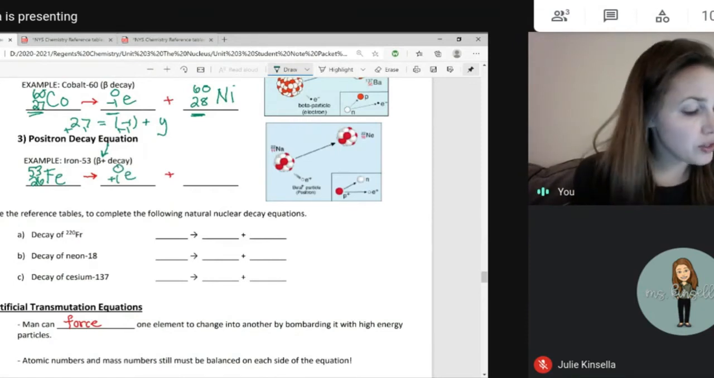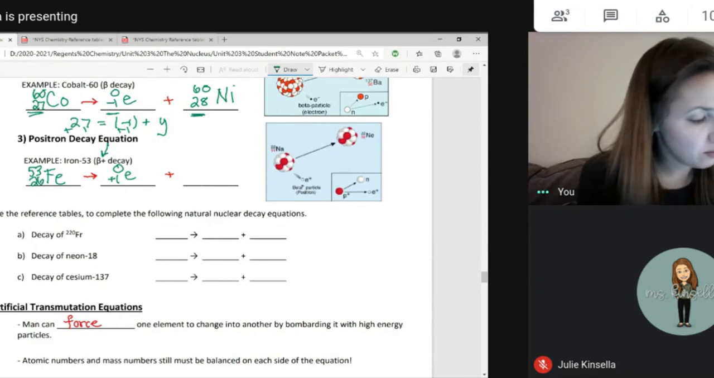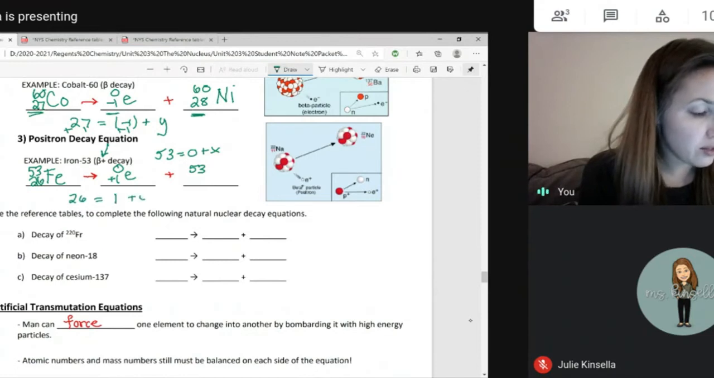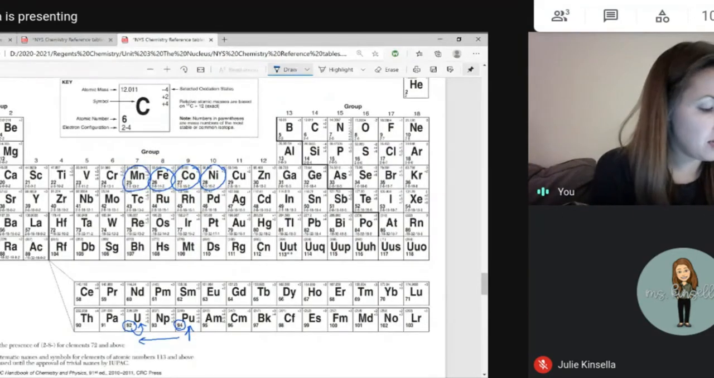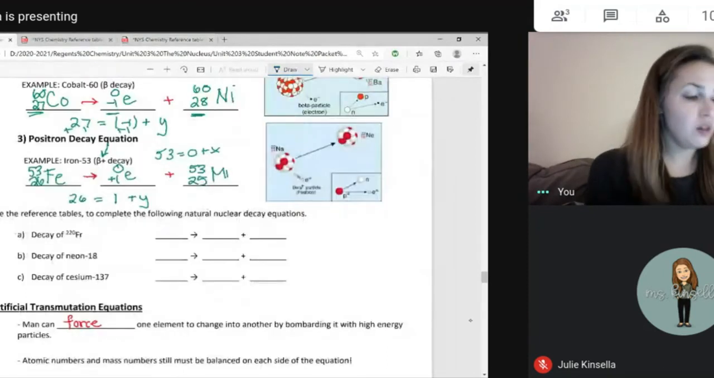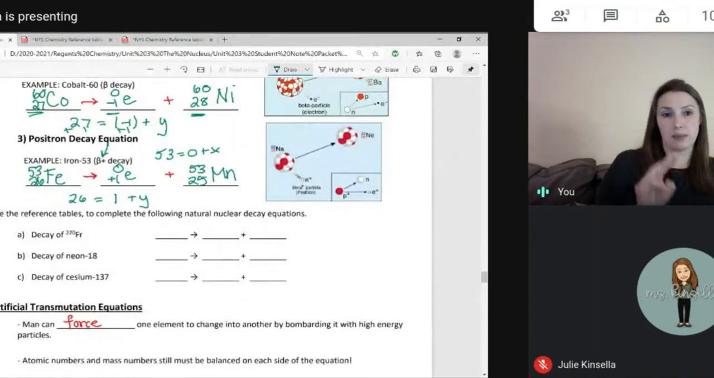Okay, so then with this part, I'm going to fill in my missing variable. So 53 is equal to 0 plus x. So I know my top number is 53. And then the bottom is going to be 26 is equal to 1 plus y. So in this case, y is going to be 25. And when I come over to my periodic table, 25 is Mn, manganese. Okay, so those give you the 3 examples.